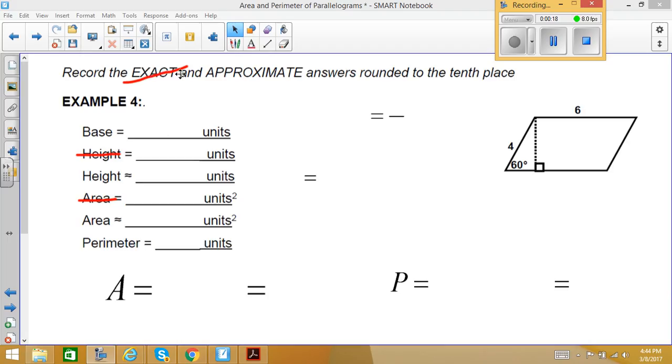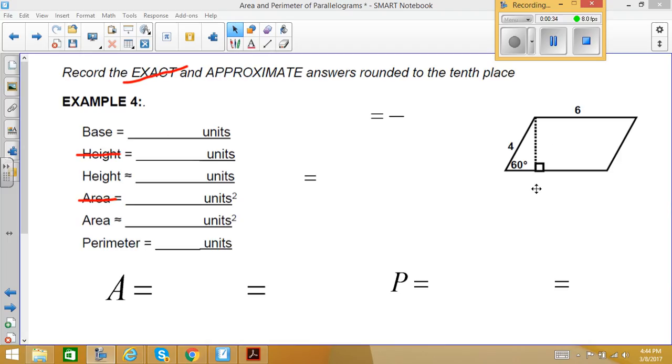And we're only going to do the approximate answer. We're not going to mess with the exact. So if we get a square root or whatever, we're going to round to the nearest tenth any measurements we find and just do an approximate answer by rounding to the nearest tenth.